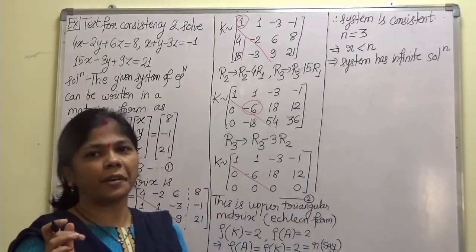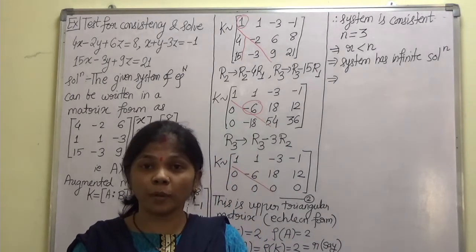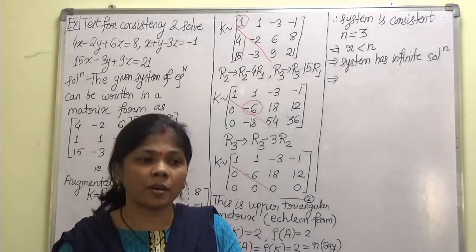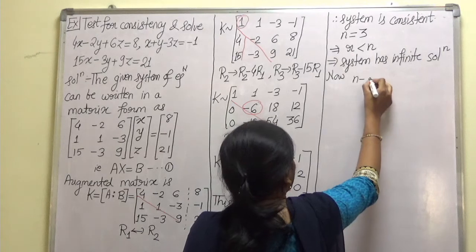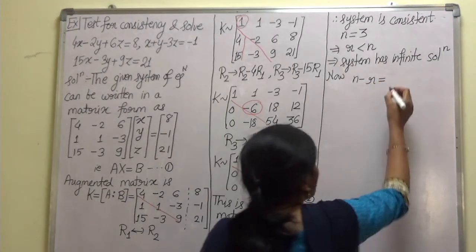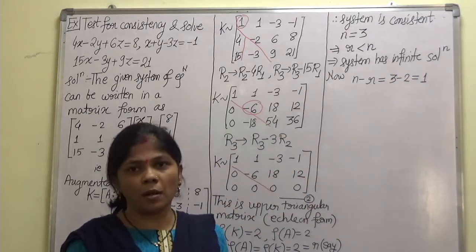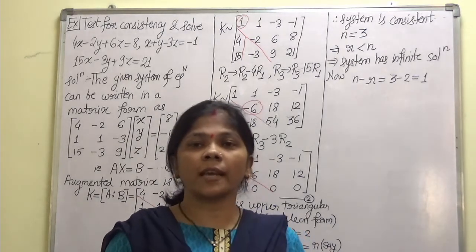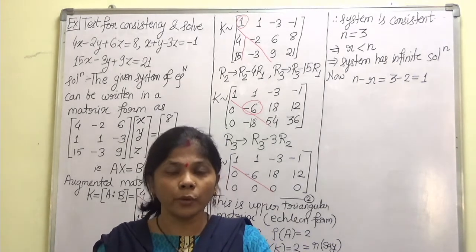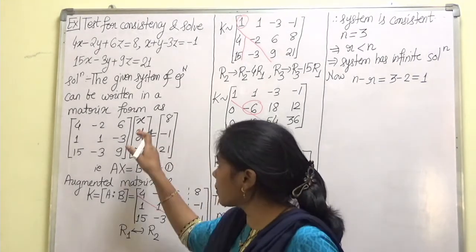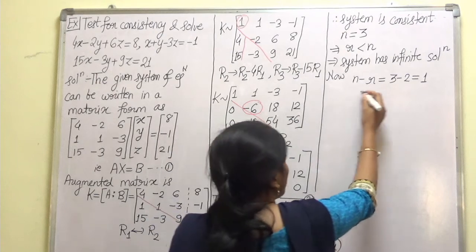Therefore, let us find the infinite solutions. How to find? We will first find out the number of variables to be assigned an arbitrary constant. So now n minus r. What is the value of n minus r? 3 minus 2 equal to 1. So out of the 3 variables, 1 variable must be assigned an arbitrary constant value. Generally, we assign this arbitrary constant value to the last variable. What is the last variable out of these 3? Z. So we take z as an arbitrary constant value.